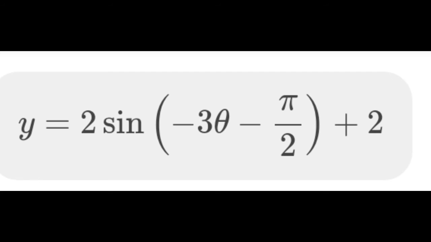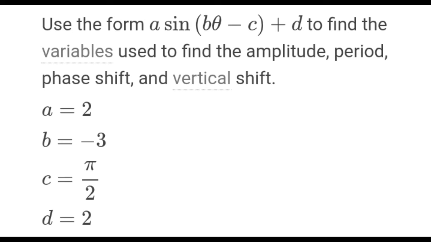And last but not the least, the problem we're gonna solve is y is equal to 2 sine times negative 3 theta minus pi over 2 plus 2. Using the form a sine times b theta minus c plus d to find the variables used to find the amplitude, period, phase shift, and vertical shift, where a is equal to 2, b is equal to 3, c is equal to pi over 2, and d is equal to 2.